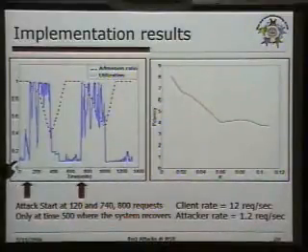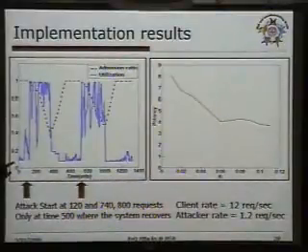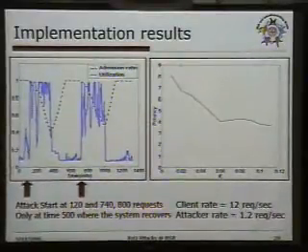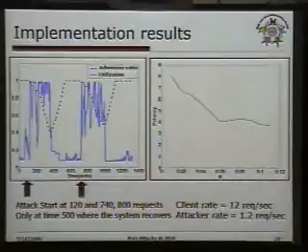Sorry, the utilization was 0.1. The desired utilization is 0.1, yeah. The target? The target, yeah. The admission controller tried to maintain 0.1. Okay.